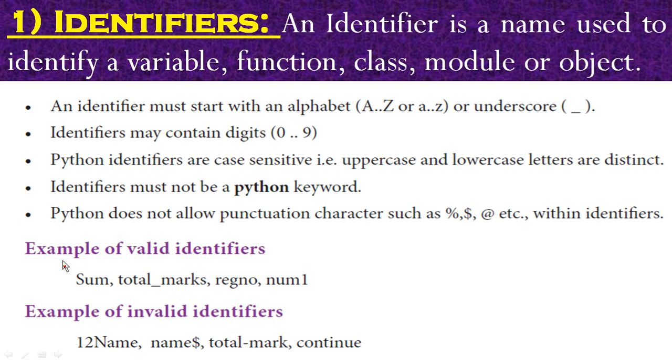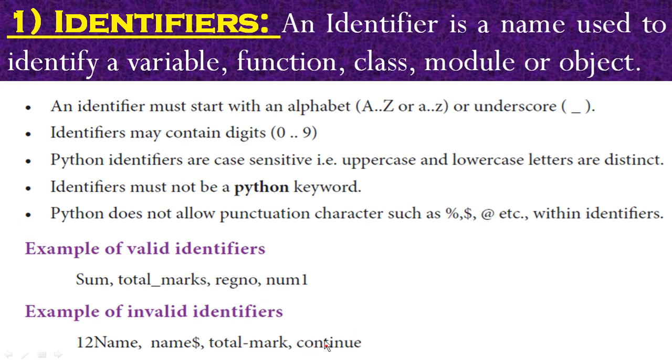Here we are giving some examples of valid identifiers. Sum, total underscore marks, register number, num1. Below are some invalid identifiers. 1 to name, it is invalid because the first character must be an alphabet. Name $, special characters are not allowed in identifiers. Total hyphen marks, the special character minus is not allowed. Continue, it is a special Python word.